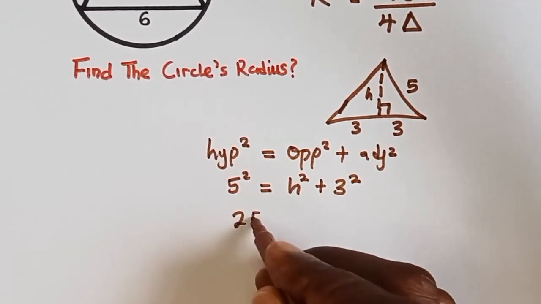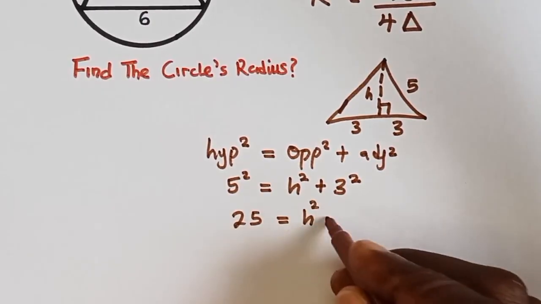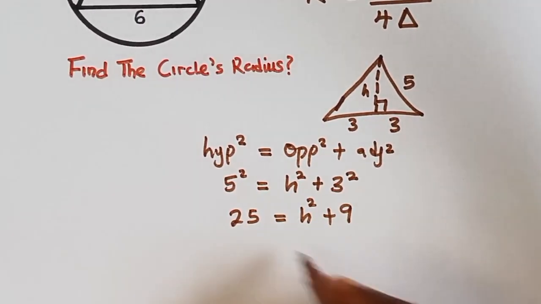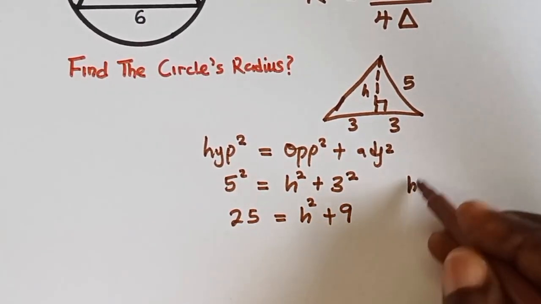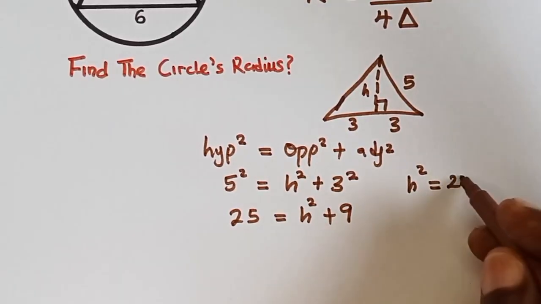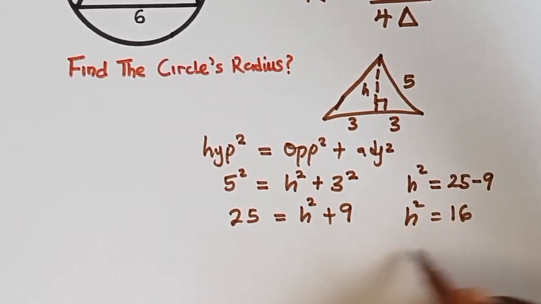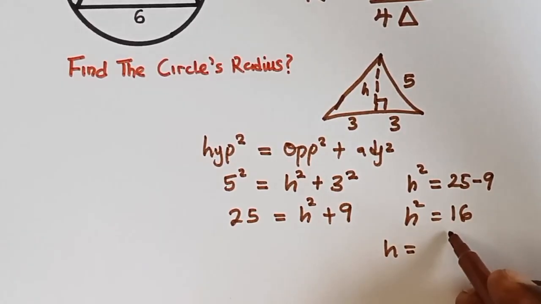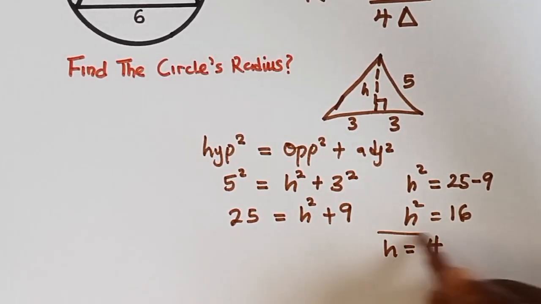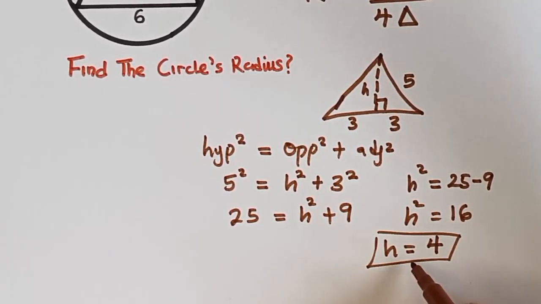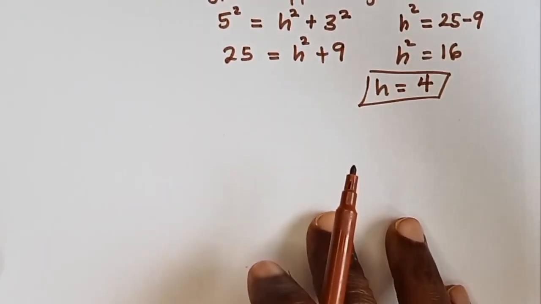So we have 25 equals h squared plus 9. And then when you bring this here, it means the height squared will be 25 minus 9. And that gives 16. So height will now be the square root of 16, which is 4. So the height is 4. So we have the height now. We can find the area of the triangle.